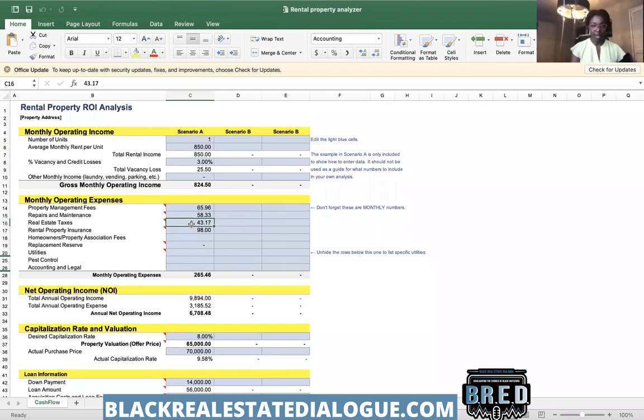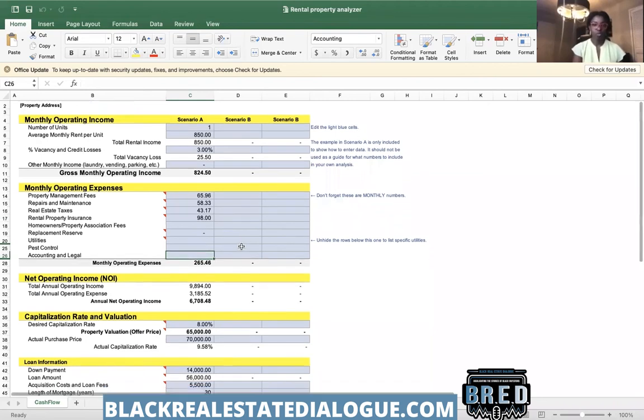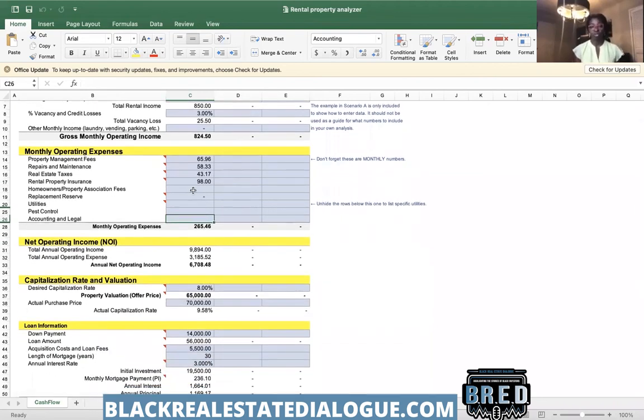Then you have the taxes, you have the insurance. Some of these are actually in your escrow. So when your mortgage servicer, your loan servicer takes the mortgage payment, this is already bundled in, but I like to visualize and actually see what those are. If you were to have an HOA, I don't have an HOA at this particular property. Utilities, the tenants pay utilities, so there's nothing here. Pest control, I don't do that. Accounting or legal. If those are expenses that you personally have, definitely include them.